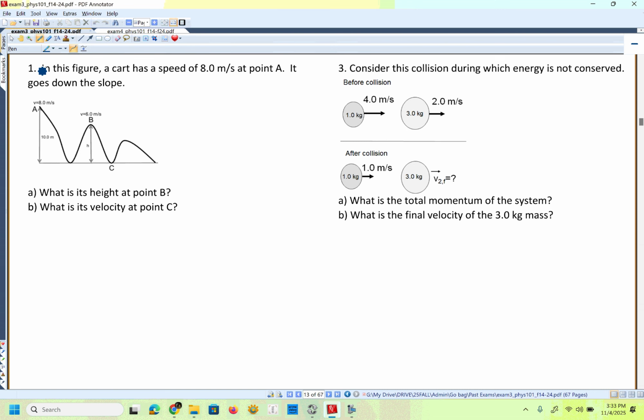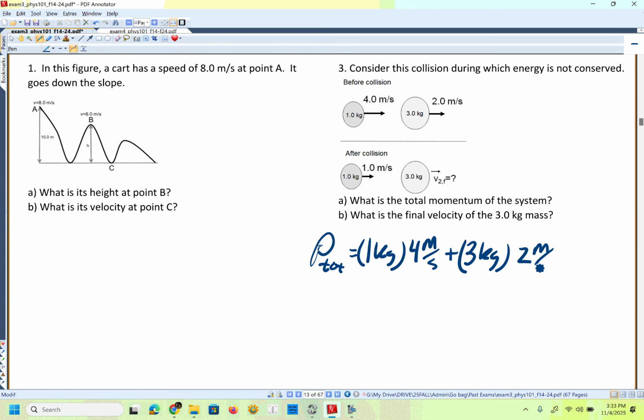So to find that total momentum, I would just say that the total momentum in the initial state is the mass, 1 kilogram, times 4 meters per second, plus 3 kilograms times 2 meters per second. And then just be careful with my signs. They're both positive, so that's just 4 plus 6 is 10 kilogram meters per second. So that would be the answer.